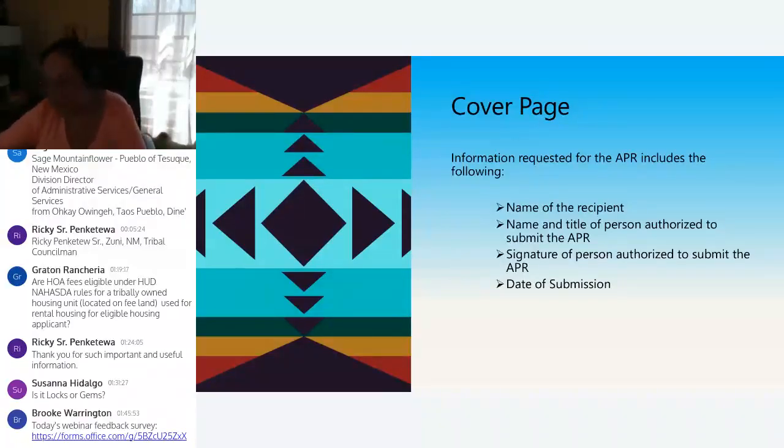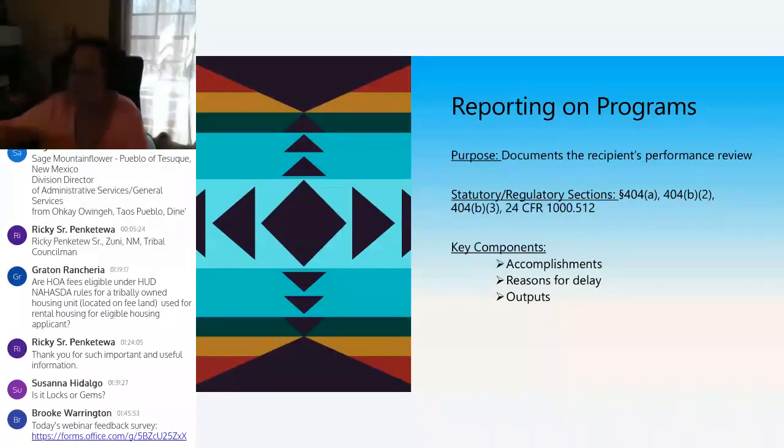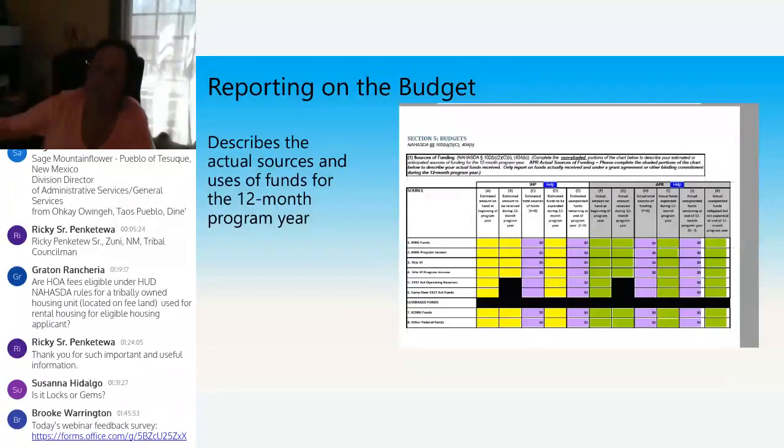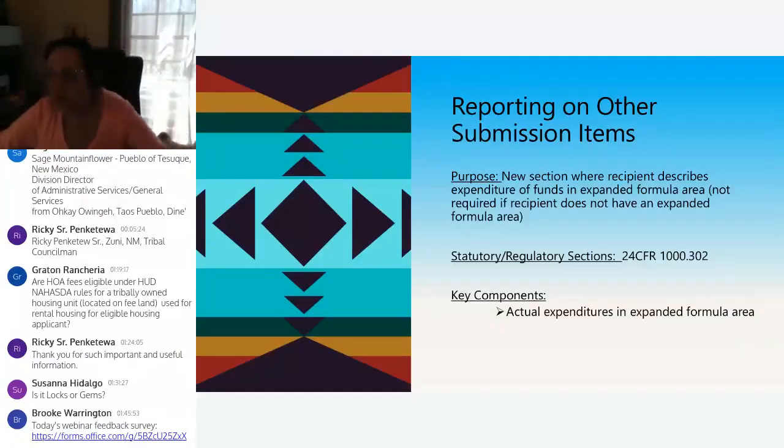It's got a cover page, date of submission, who authorized it, the name of the recipient, and the name and title authorized to submit it. It's got your reporting on all your different programs. What was your accomplishment? What was your reason for your delays? What were your outputs? And then you report on the actual sources and uses of funds for that prior 12-month period.